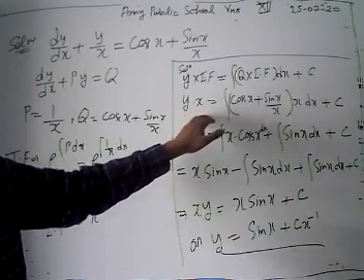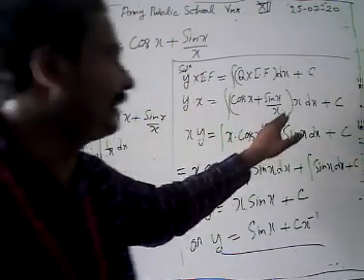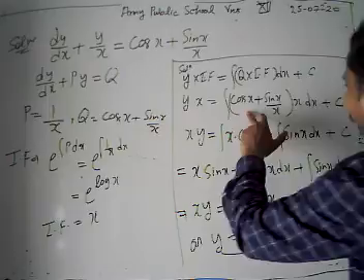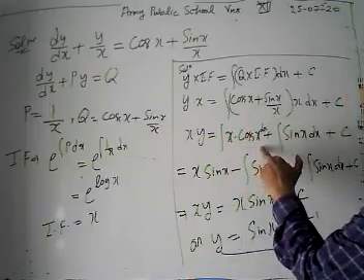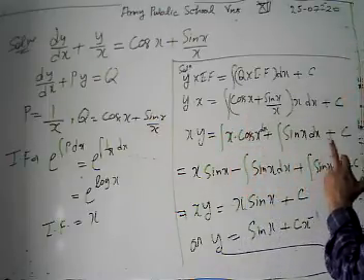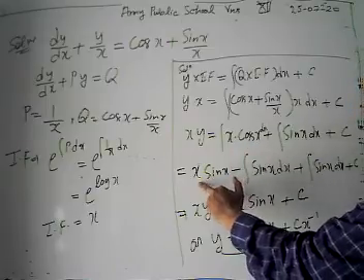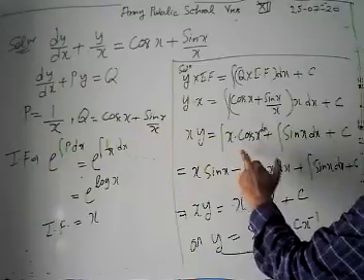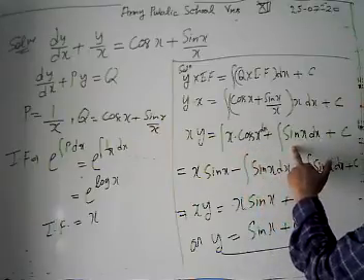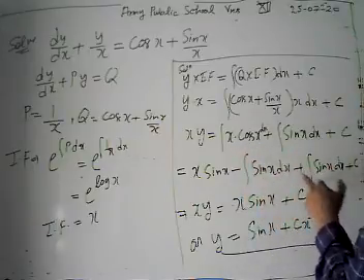Then y into x equals integration of cos x plus sin x by x, into x. Multiplied with this x, we get integration of x cos x dx plus integration of sin x dx. Then we use integration by parts. We have x sin x minus integration of sin x dx, and here we have plus sin x. These terms cancel out.